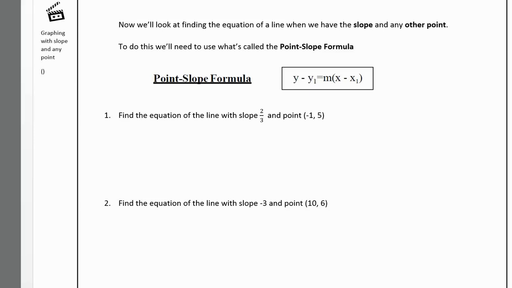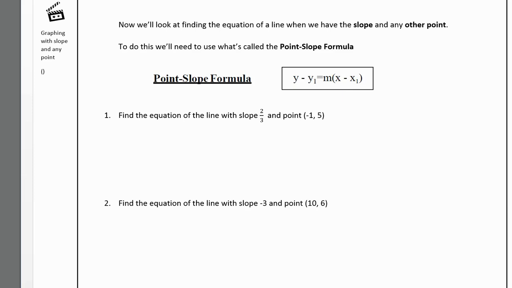Now, writing the equation of a line was pretty easy when we had the slope and the y-intercept. But what if we have a point that's not the y-intercept? How can we do it? We have to use this anytime we have a point and it doesn't have a 0 in the x-coordinate. And we use what's called the point-slope formula.